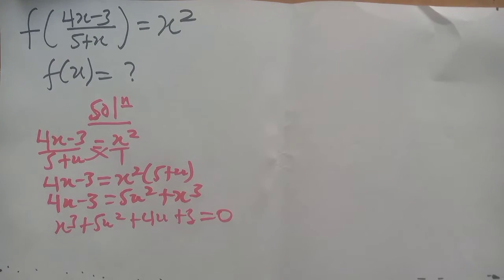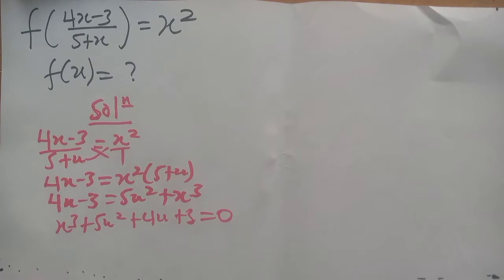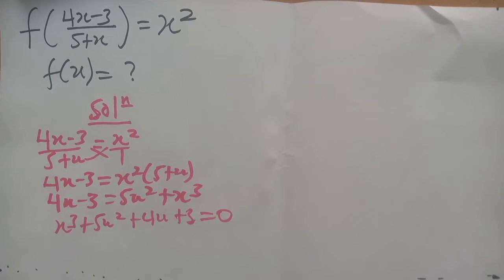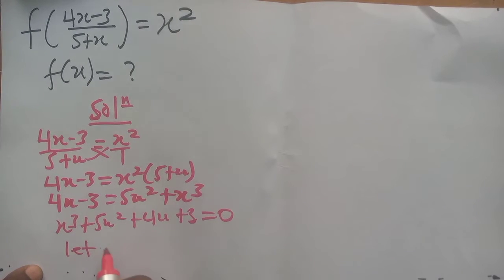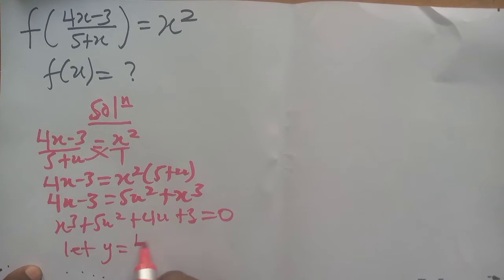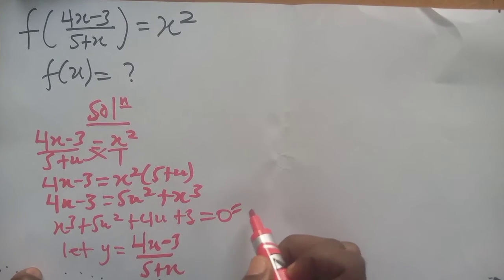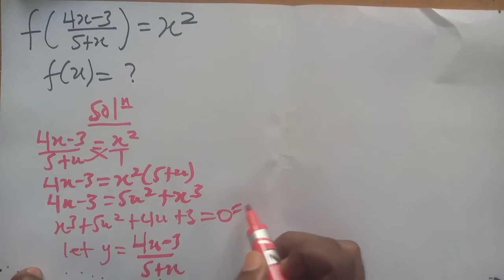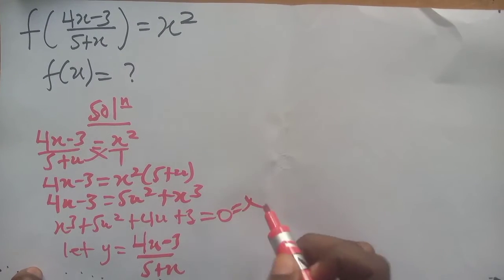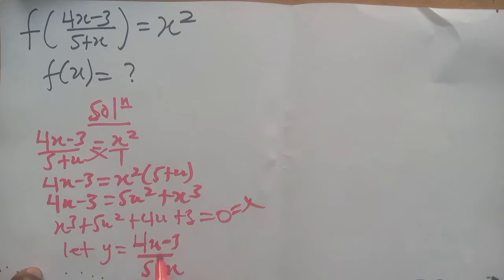So what we are going to do first is set what is on the left hand side to a certain variable. So let y equal 4x minus 3 over 5 plus x. Going through this step would be a bit complicated, and I wouldn't advise you to go through that step. So let's get rid of that. Now let y equal 4x minus 3 divided by 5 plus x.